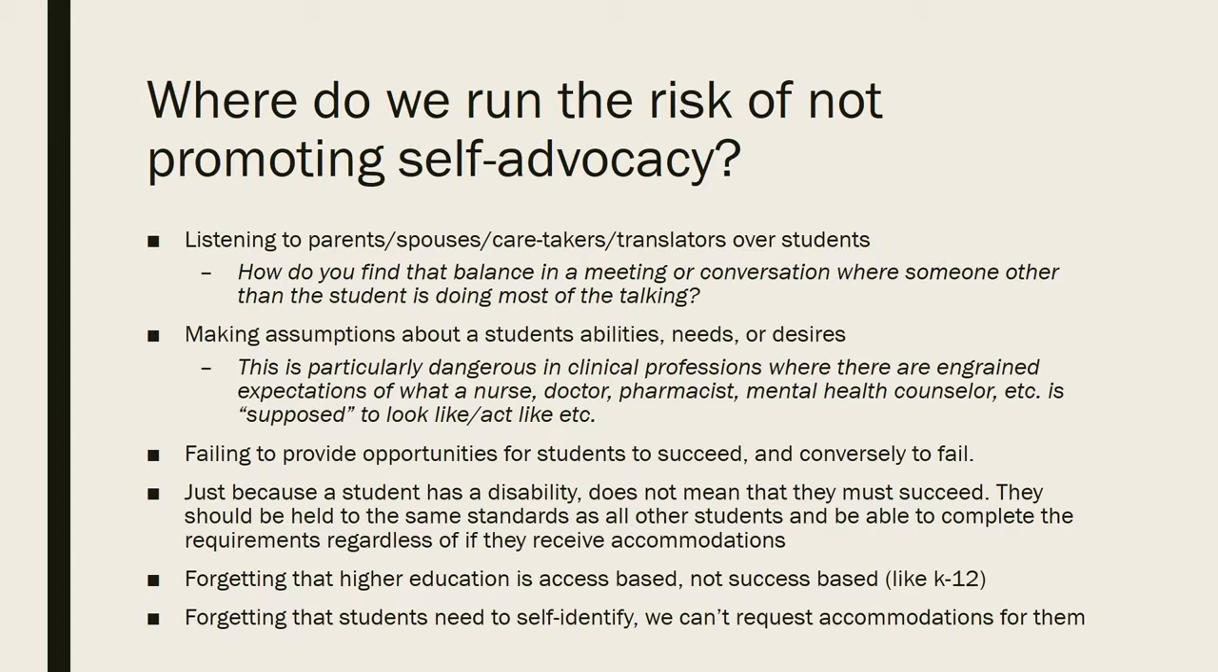In K through 12, everything is success-based. You do everything you can to get the student successfully through kindergarten through 12th grade. Higher education is access-based, so we do everything that we can to ensure that our students have access to the course materials, the same facilities, and the same level of engagement as their peers. And then forgetting that students need to self-identify. We cannot request accommodations for them. We cannot identify them as a student with a disability unless they have already done so themselves.